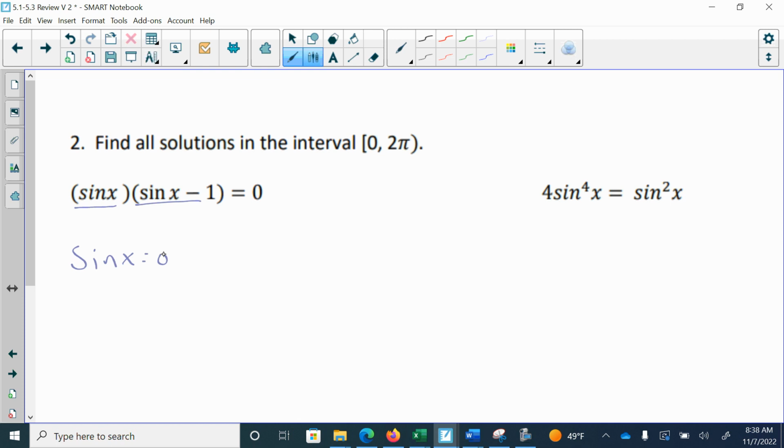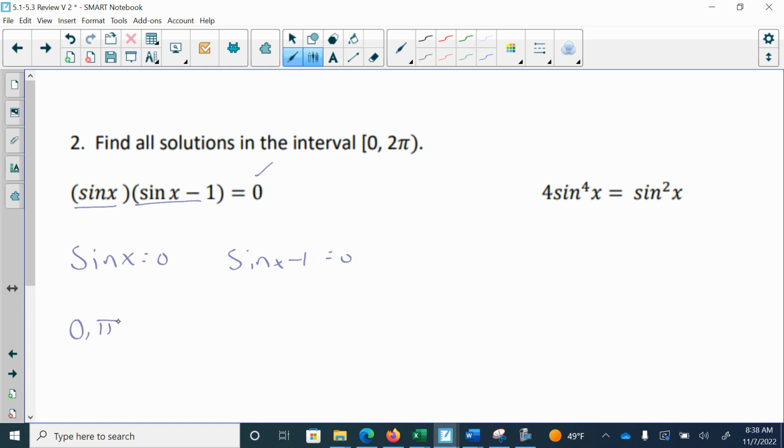Remember the zero product property. It has to equal 0, so you have to make sure that this side is 0. If it's not equal to 0, you have to make it equal to 0. I'm asking myself, what is the sine of x equal to 0? And that happens at 2 places. That happens at 0 and pi.